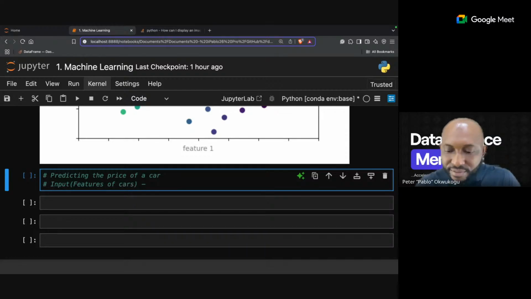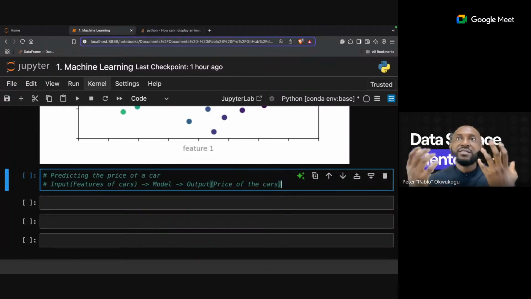Then in between, we're looking to get out a model, and the model at this other end is going to have an output. And the output is supposed to be the price of cars. That's what we're trying to predict. So you can now see that this is not black or white. The prices of the cars are just going to be different.